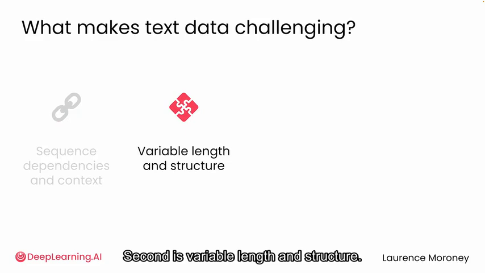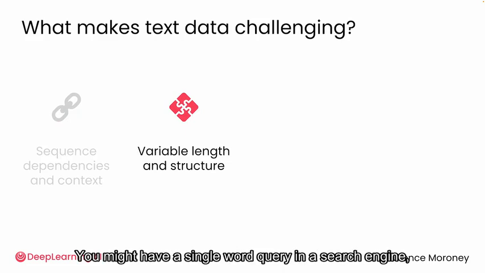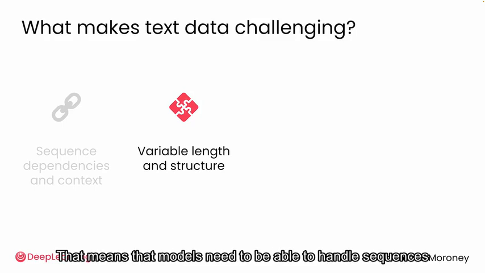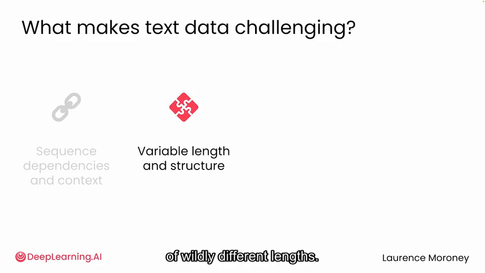Second is variable length and structure. Text comes in different lengths. You might have a single word query in a search engine, or you might have entire paragraphs, documents, or even books. That means that models need to be able to handle sequences of wildly different lengths. In practice, this requires techniques like padding and truncation, which I'll explain in this module.